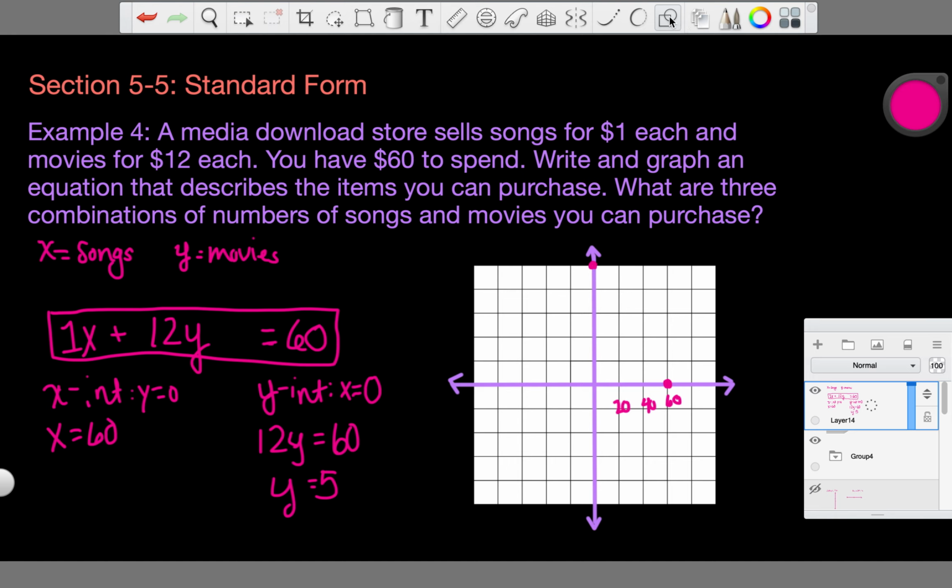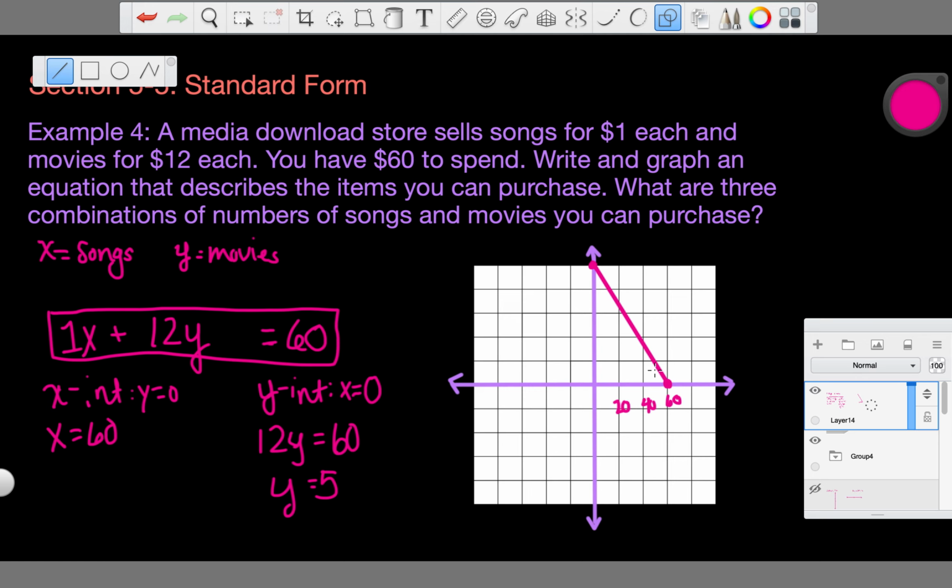Okay? Now when we connect these 2 points to create a line, I only want to connect them in this first quadrant because it wouldn't necessarily make sense for us to go into the negatives, because if I continued on below this x-intercept, I would have negative y, negative movies bought, and that doesn't make sense. And the same thing goes for if I continued this line above this y-intercept, I would have less than 0 songs purchased, and that doesn't make sense.